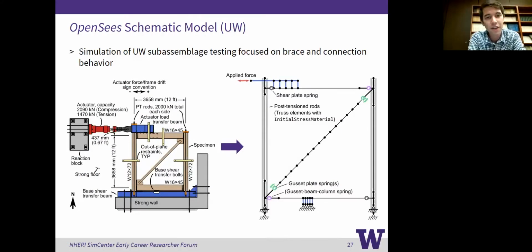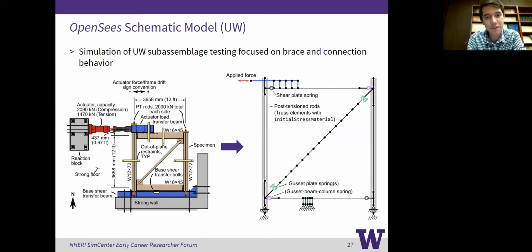The first step in understanding how to model the behavior of these NCBFs was to try and simulate the experiments. On the left is a schematic of the actual experiment performed in the lab at the University of Washington. On the right, you see a schematic of the OpenSees model, composed primarily of line elements and zero-length spring elements.